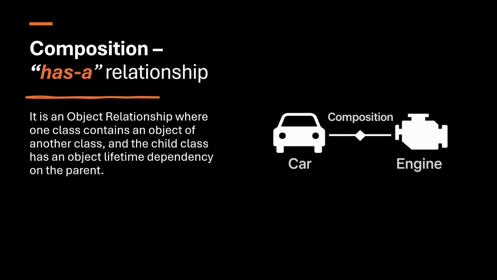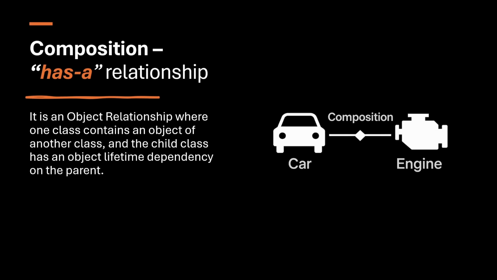Now let's look at the third type of object relationship, composition. It is an object relationship where one class contains the object of another class. It is a tightly bound relationship where the child class has an object lifetime dependency on the parent. Let's use a simple analogy. Imagine you're building a car. Every car has an engine. The engine can't exist independently once it's a part of the car. If the car is destroyed, the engine inside it is also gone. This tightly bound relationship is what is called composition.